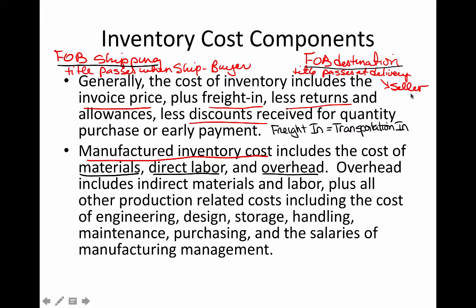Contrast that with when the seller pays the freight. It's known as FOB destination. We know it as free shipping. It's called FOB destination because the title to the goods does not pass until the goods are delivered to the buyer. If we're talking about inventory that is manufactured, there are three major ingredients. They're called materials, labor, and overhead. Overhead includes all those indirect materials and labor, plus other production-related costs that are not directly traceable but must be allocated to the products.